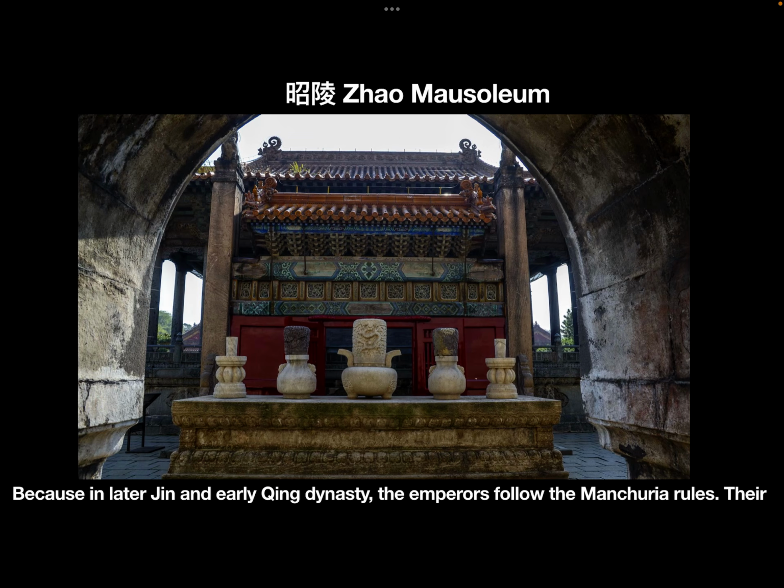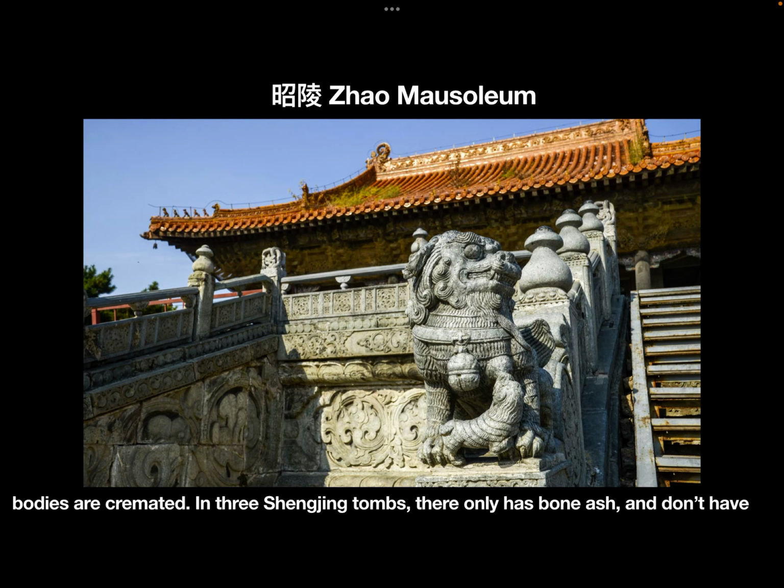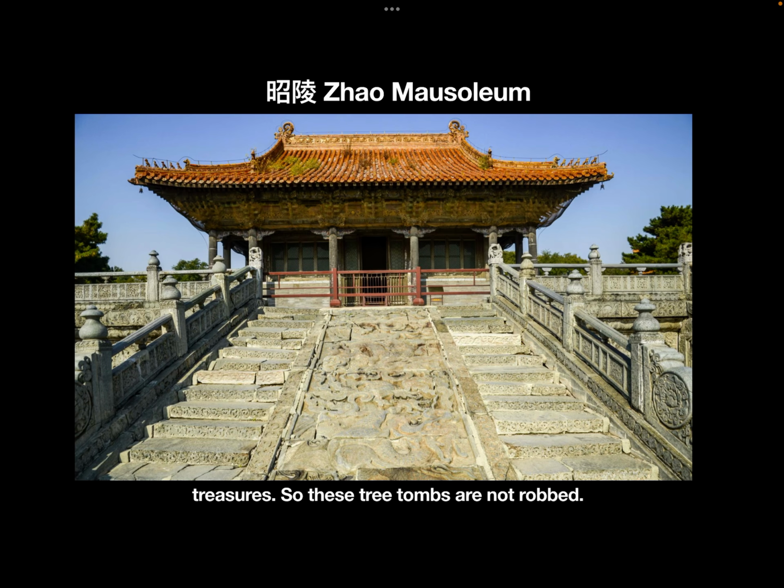Because in the Later Jin and the early Qing dynasty, the emperors followed the Manchurian rules, their bodies were cremated. In the three Shenjing tombs, there is only bone ash and no treasures. So those three tombs were not robbed.